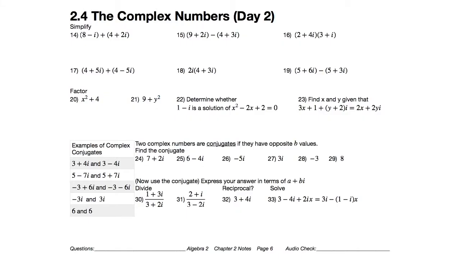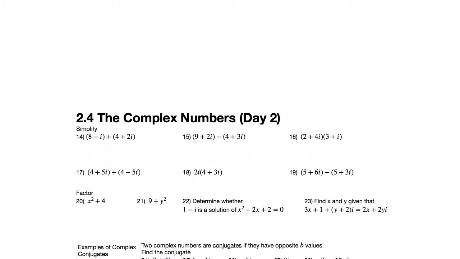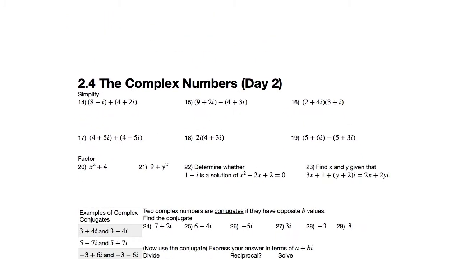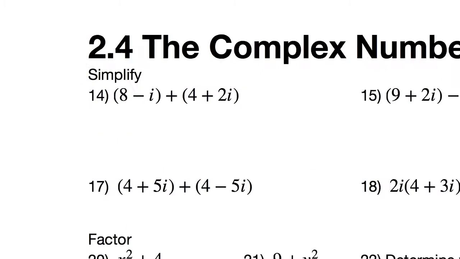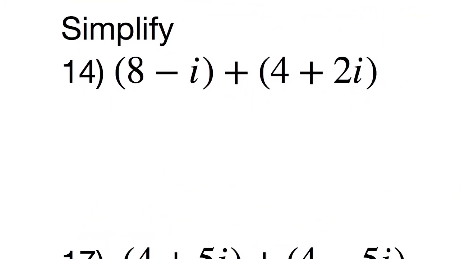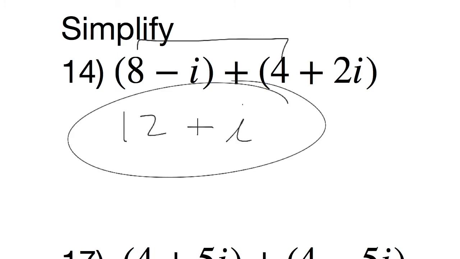All right, good people, this is day 2 of the complex numbers, section 2.4. So what we're looking at here in this first example is just really combining like terms, pretending like i is a variable. I know it's really a number, but you can just combine these two to get 12. And then negative 1 plus 2 is positive 1i. And there it is.